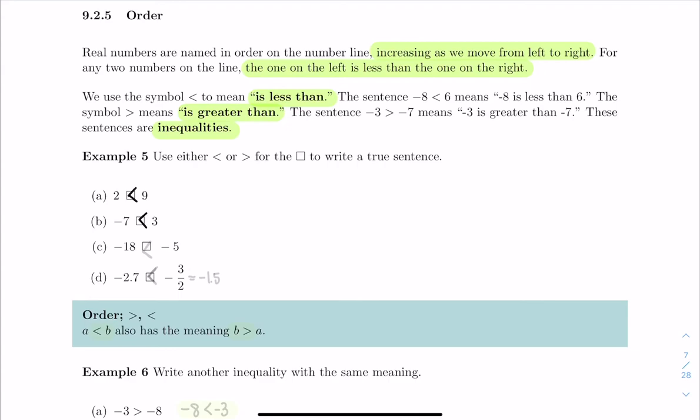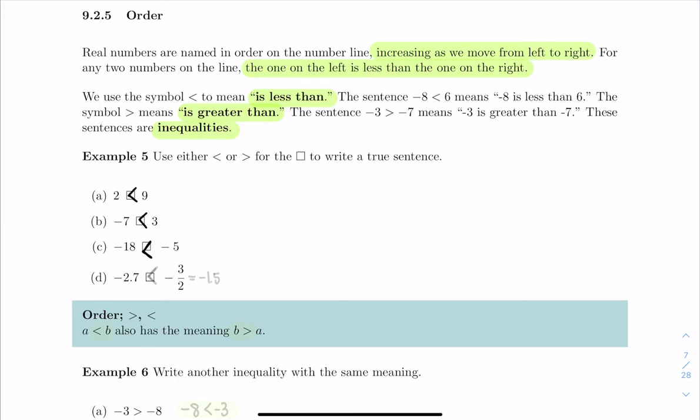-18 and -5. This is when people start to get a little bit confused. If we're looking at two negative numbers, the bigger number is more negative, which means it's less than. So -18 is less than -5. You want to think the opposite when we're talking about negatives.